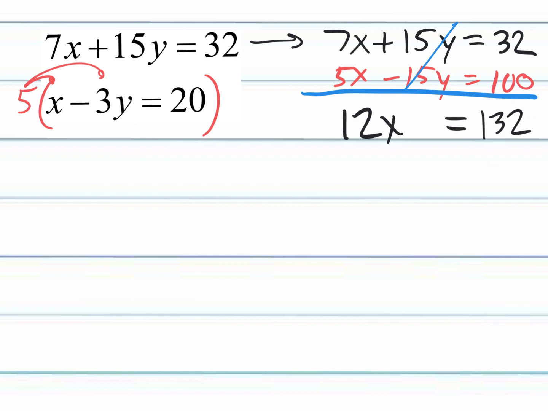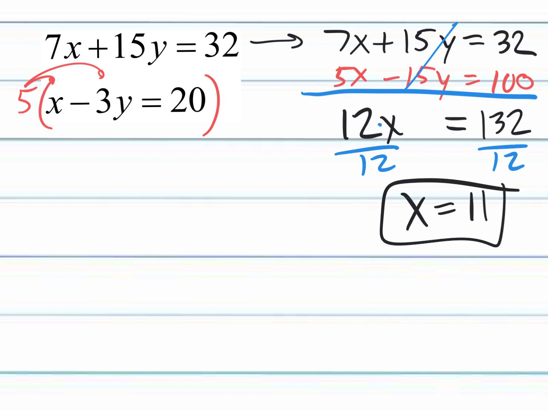This is a one-step equation. That one-step equation reads 12 times x equals 132. Get rid of the multiplication of 12 by dividing by 12. What you do to one side, do to the other, and you will have x equaling 11. So we have one answer. We need the other. How do we find the other answer?